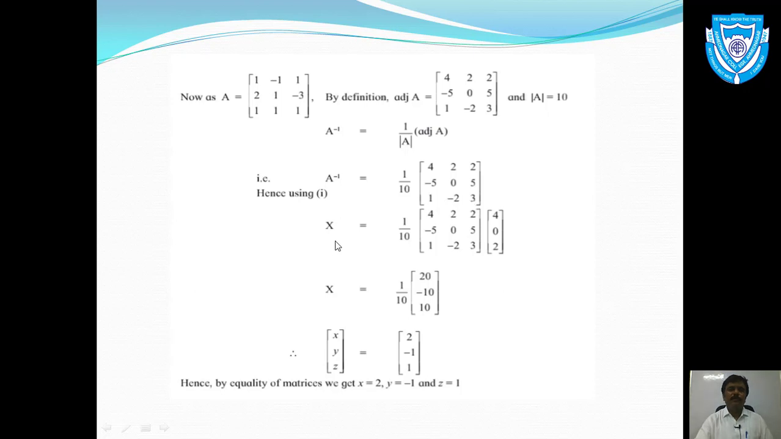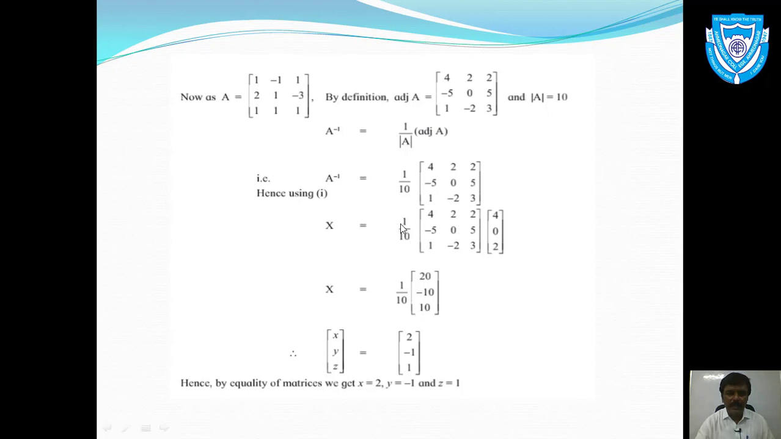Now let us use the formula to find capital X. What is the formula to find capital X? Capital X is equal to A inverse into B. The multiplication of these two matrices with this scalar gives us the value of capital X.